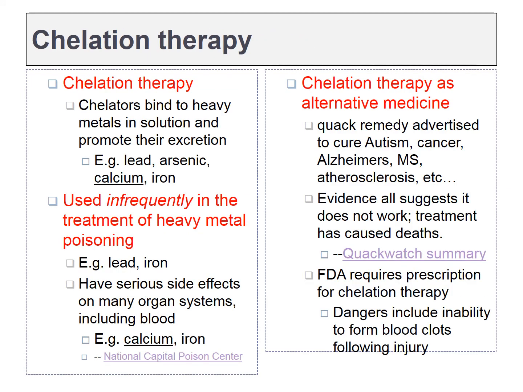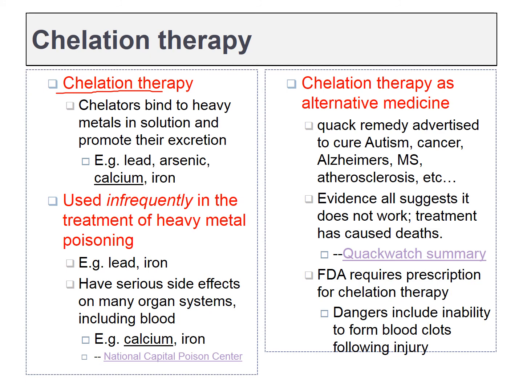Chelation therapy is one of the more dangerous treatments used by some alternative medicine practitioners, and they really shouldn't be doing it. A chelator is a chemical that can bind to a heavy metal, and this helps pull the heavy metals out of the bloodstream to be excreted into the urine.